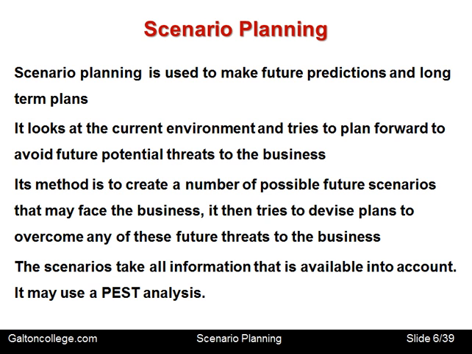The scenarios take all information that is available into account. They may use, for example, a PEST analysis. PEST stands for the political, economic, social and technological factors that may impinge upon the business. These are external factors that may cause problems for the business if they arise in some adverse context. So for example, let's say the economy dipped significantly. Now that's outside of the control of the business, but it would affect the business. So has the business got a scenario to deal with that eventuality if it did arise?